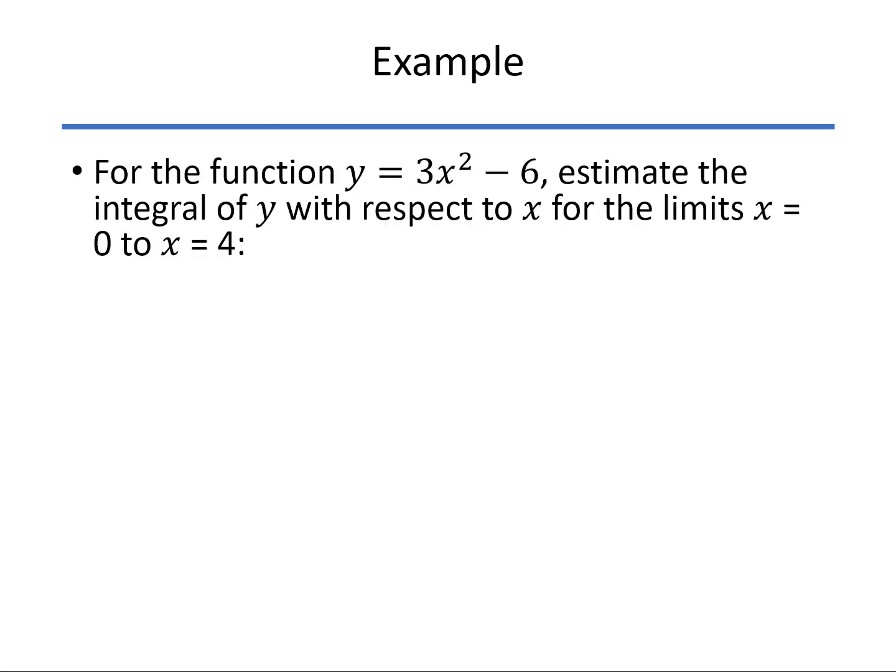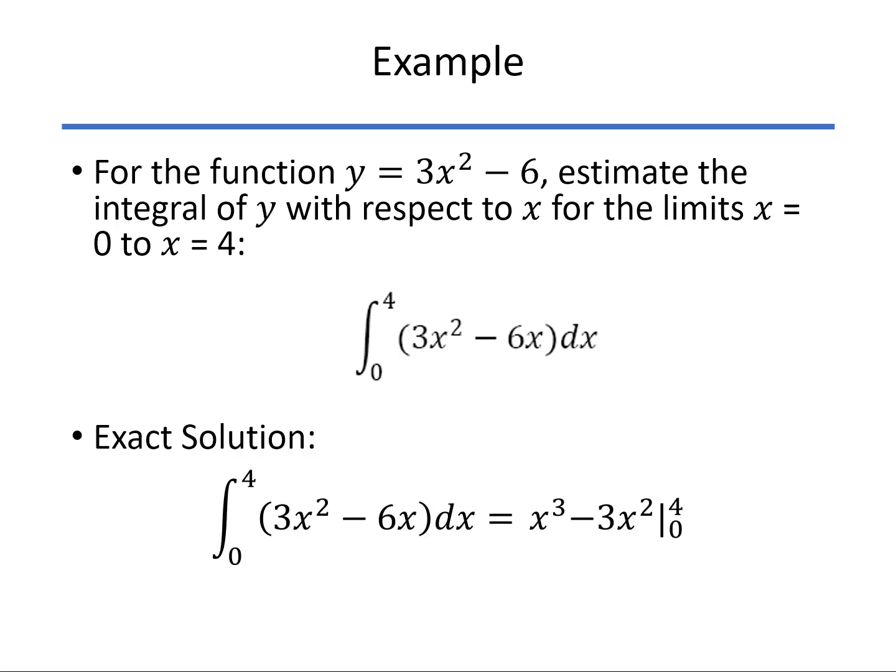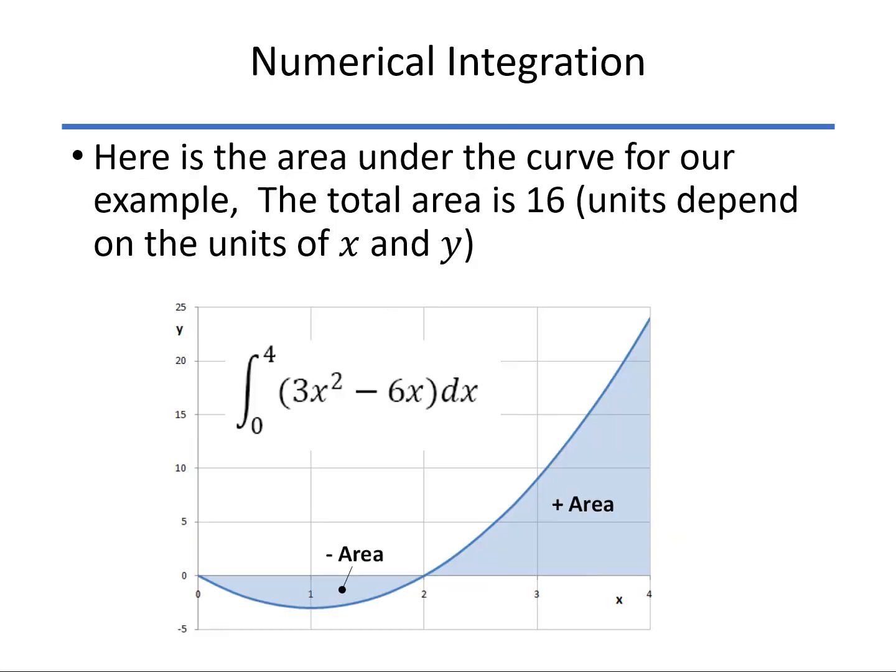We've got a function y equals 3x squared minus 6, and we want to estimate the integral of y with respect to x for the limits x equals 0 to x equals 4. So we write it like this, with the upper and lower limits shown there. In this case, it's pretty easy. It's a polynomial, so we can do the exact solution for comparison. We do the integral, evaluate it at the limits 4 and 0, and find that exactly 16 is the exact solution here. So here's what the plot of that function looks like.